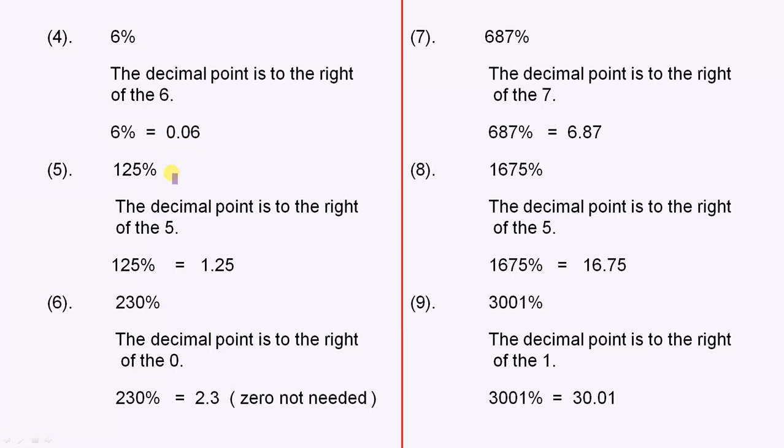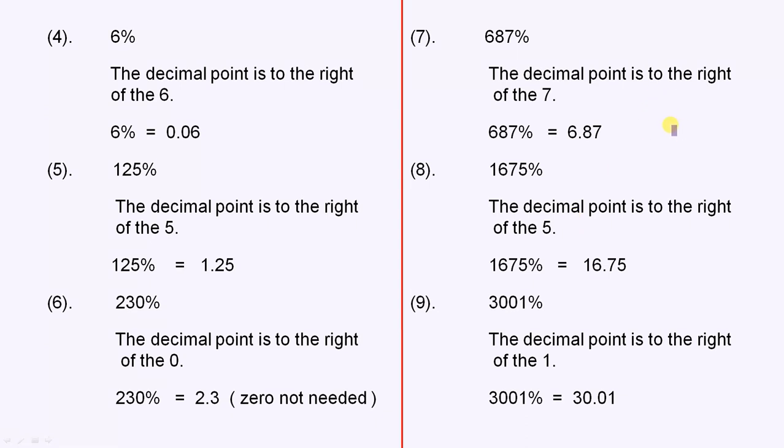For 125%, the decimal point is to the right of the 5. So the decimal point is here, 1, 2, and we get 1.25. You can have decimals with whole numbers in them also. I think you know that already. 230%. The decimal point is to the right of the 0, so it's here. So move it 2 places to the left, 1, 2. So 230% is 2.3. And the 0 is not needed, as I mentioned earlier.